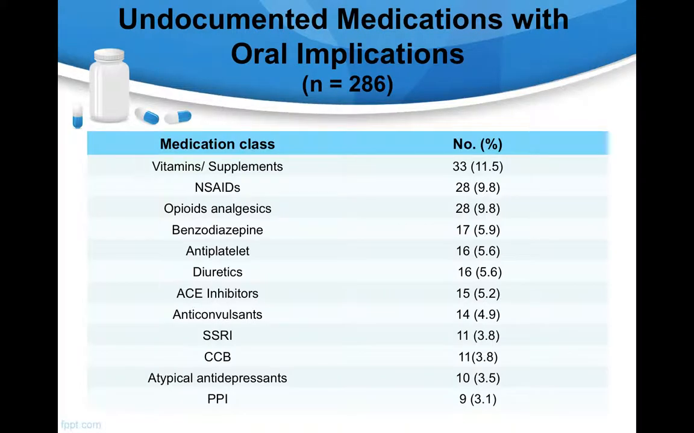Here are some of the top medications that were undocumented in the dental charts and also had potential implications on oral health. Vitamins and supplements were most frequently missed in the dental chart, followed by pain medications such as NSAIDs and opioid analgesics. Antihypertensives, antidepressants, and anti-anxiety medications were also frequently missed in the dental chart.